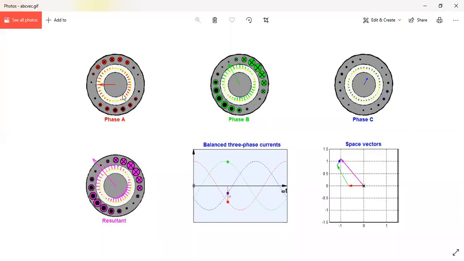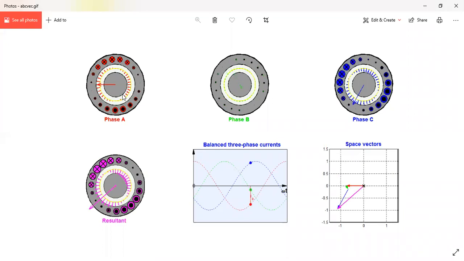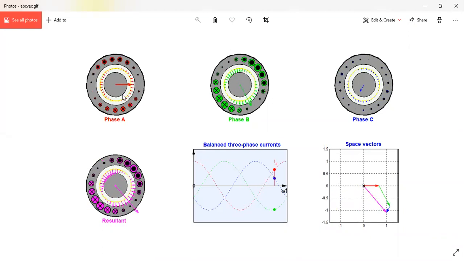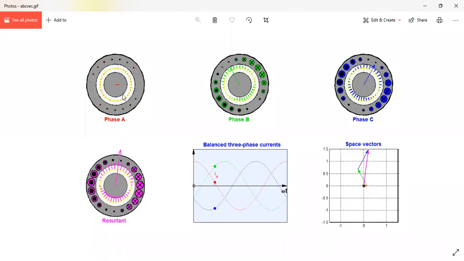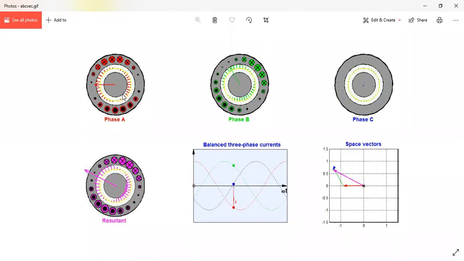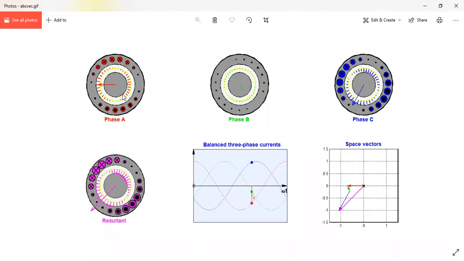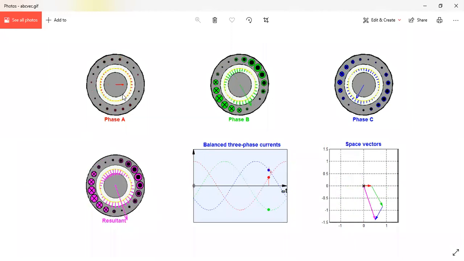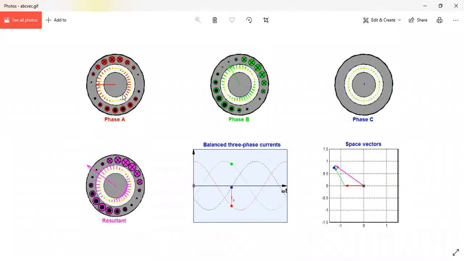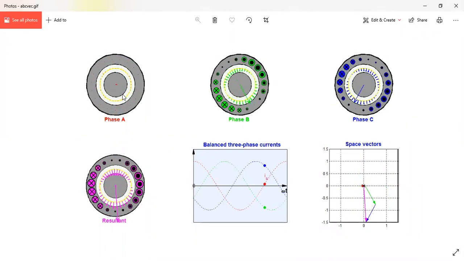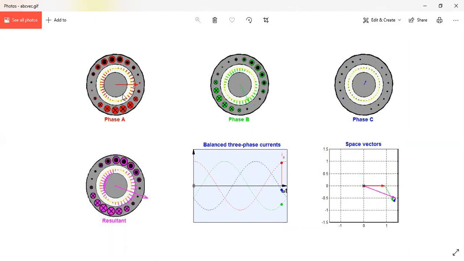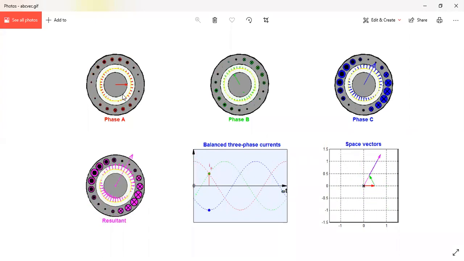Suppose the first one is the red phase. Only look at the first figure, which is written phase A. You see how the phase A magnetic field is varying, from cross to dot and dot to cross. That is due to the alternating current, how the magnetic field is varying.